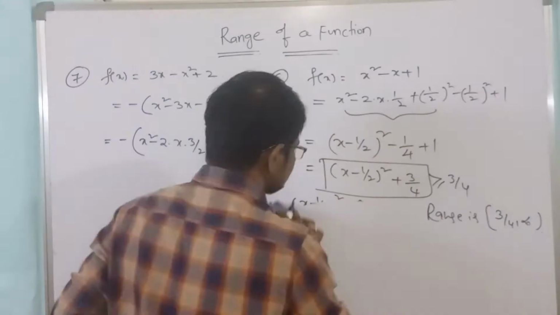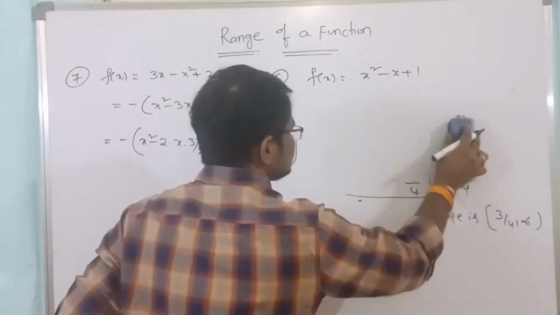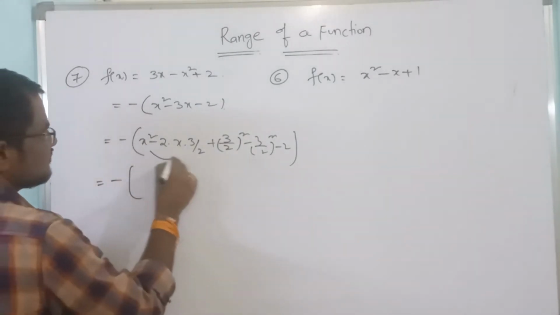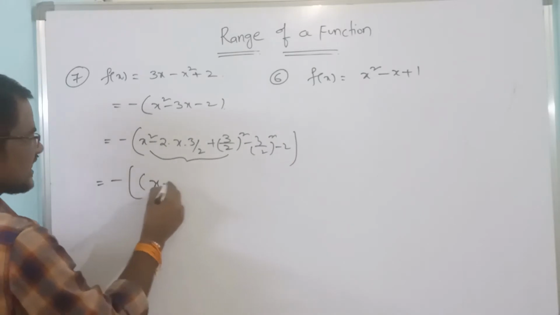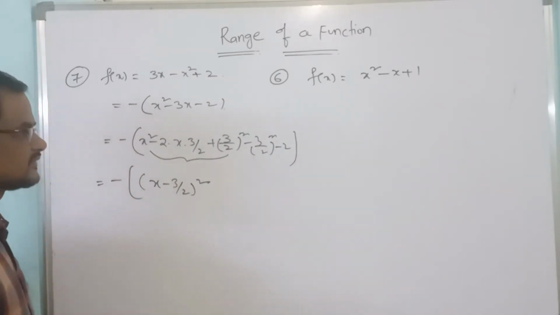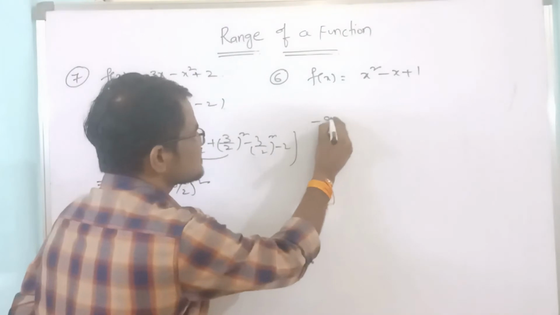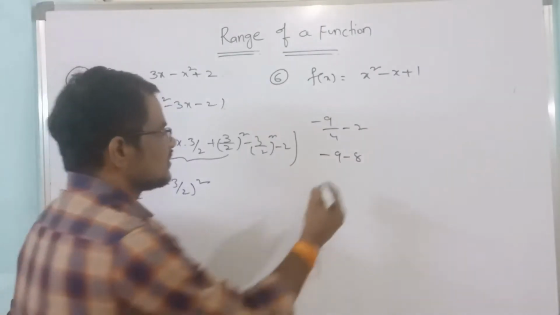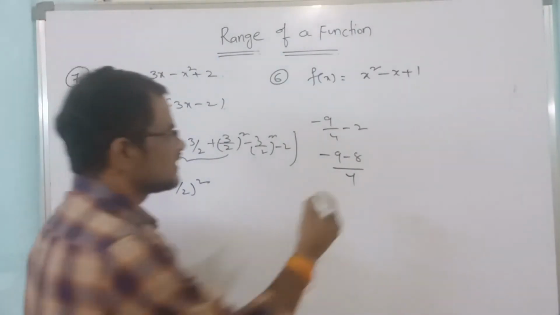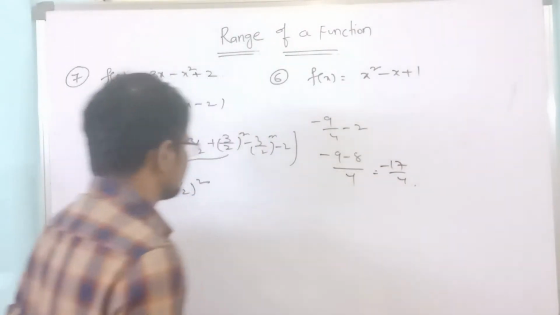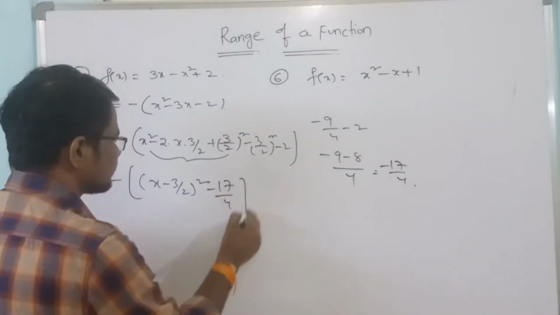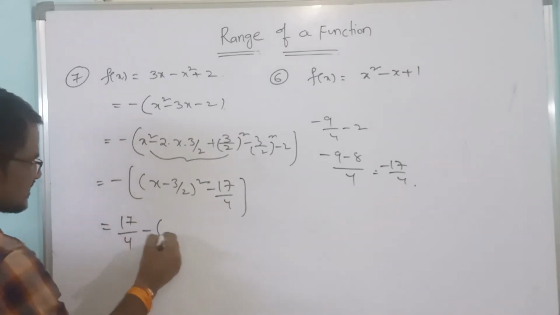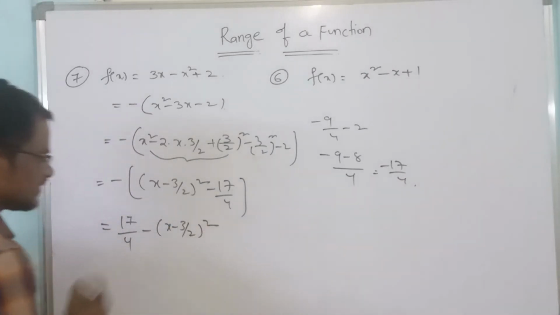Now here, minus of, from these three terms you can write it as x minus 3 by 2 whole square, right? Now simplify this one, minus 9 by 4 minus 2, that is minus 9 minus 8 by 4. Now that is equal to minus 17 by 4. Multiply with minus, that is equal to 17 by 4 minus x minus 3 by 2 whole square.